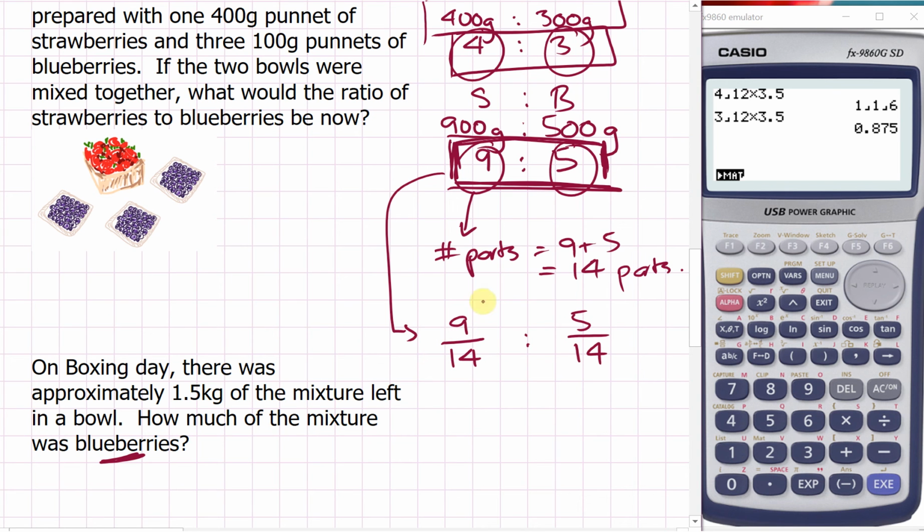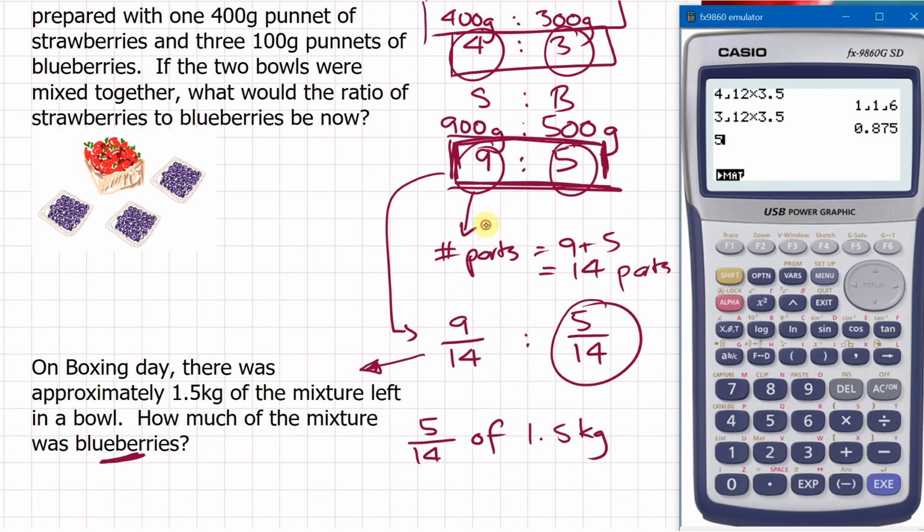Okay, so we're using the fractions to answer this question here. It's asking how much of the mixture was blueberries. Well, blueberries is 5/14, so we're finding 5/14 of 1.5 kgs. Okay, so on our calculator, 5/14 times 1.5 gives us 0.53. If I round that to 3 decimal places, 0.536.